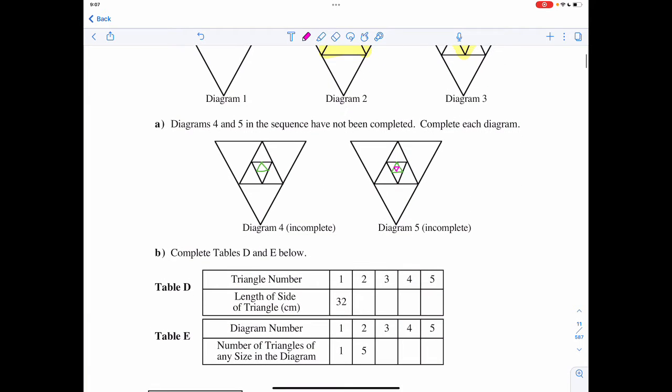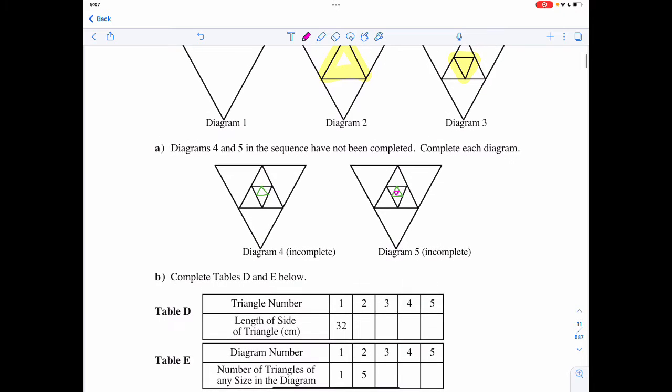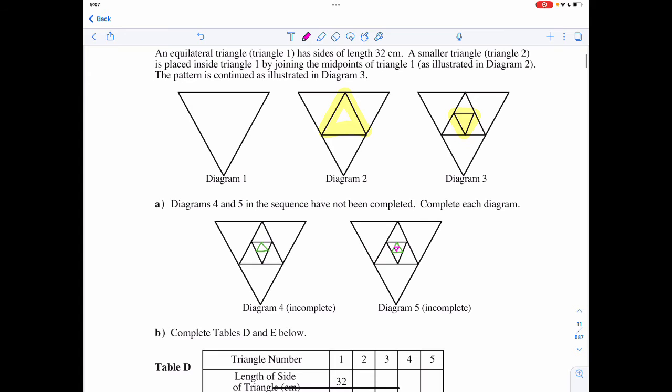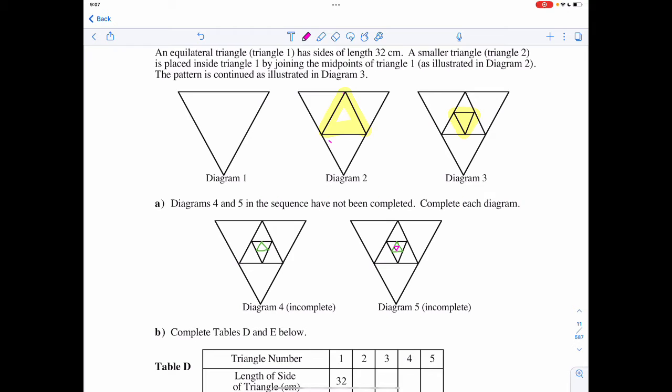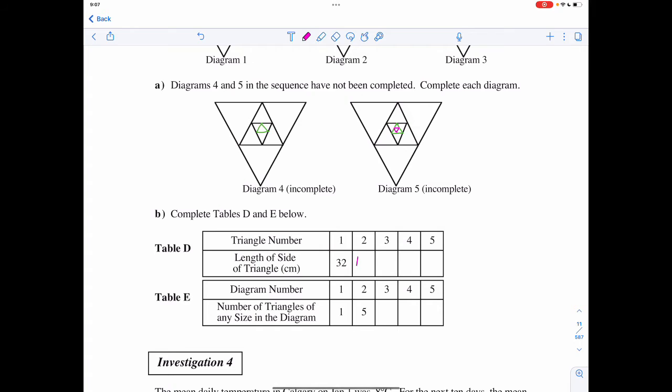What do we know about this? Well, the side length of the first original triangle was 32 centimeters. By connecting in the middle, I make another equilateral triangle, and because I split each one of these side lengths in half, every side length on the inside here is going to be half of what the original one was, which means that those would be 16. When I split it in half again, it's going to make 8, and then 4, and then 2.